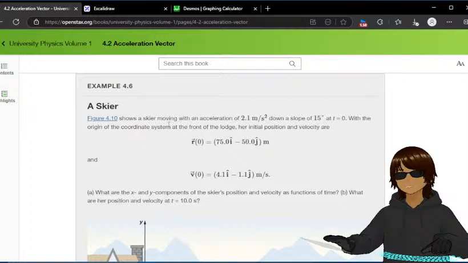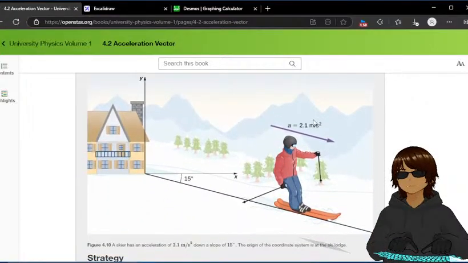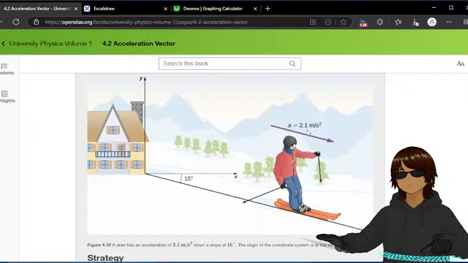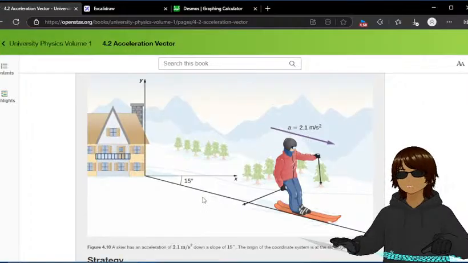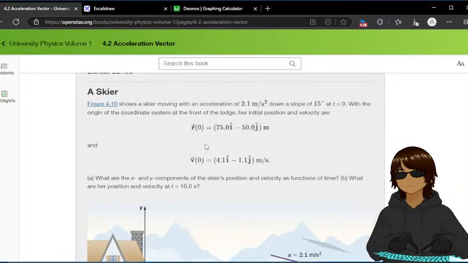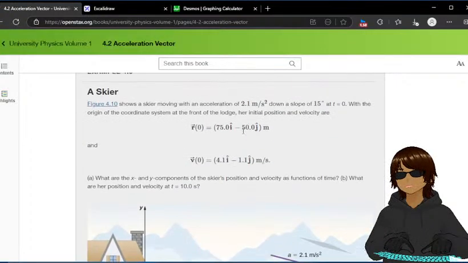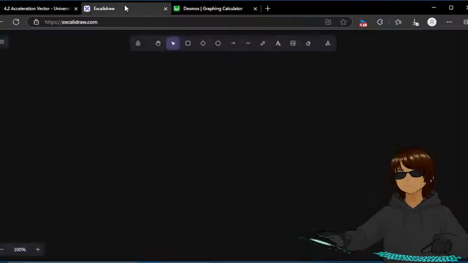Figure 4.10 shows a sphere moving with an acceleration of 2.1 meters per second square down a slope of 15 degrees at t is equal to 0. So acceleration is constant, 2.1 meters per second square, 15 degrees down the slope. With the origin of the coordinate system at the front of the launch, her initial position and velocity are 0.75 and minus 50. Her initial positions, example 4.6.